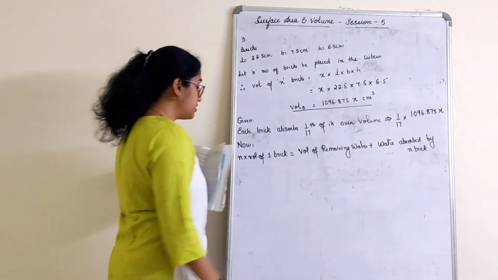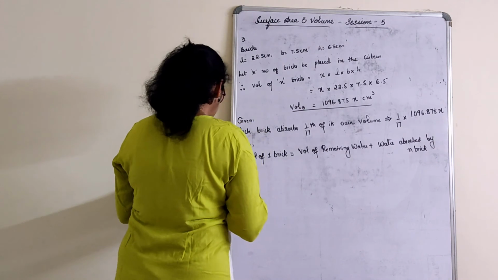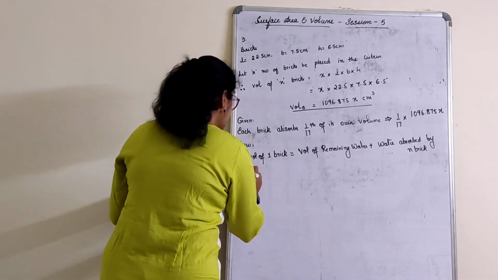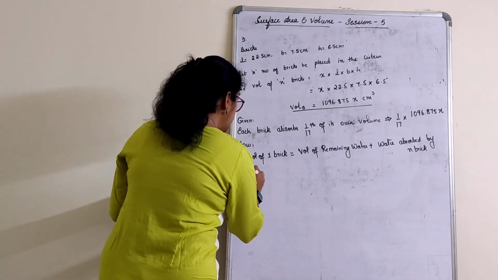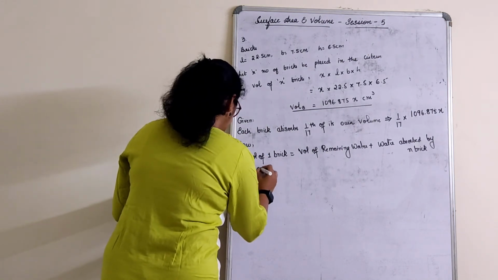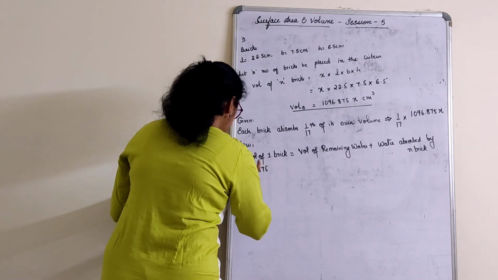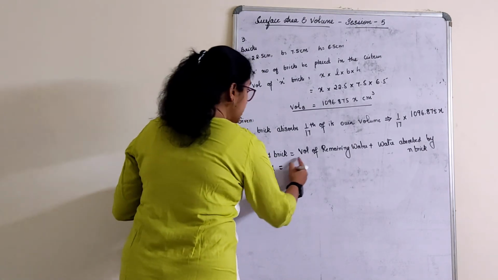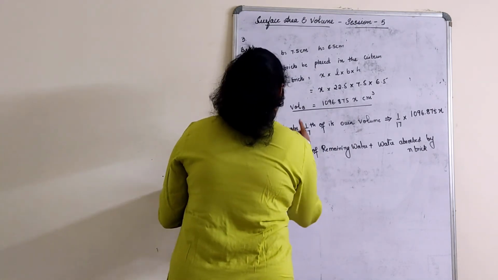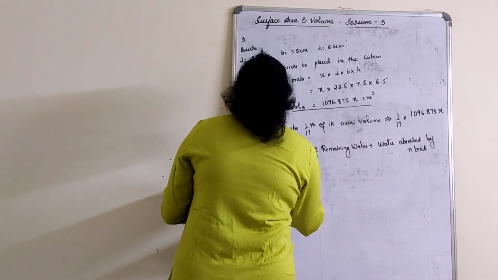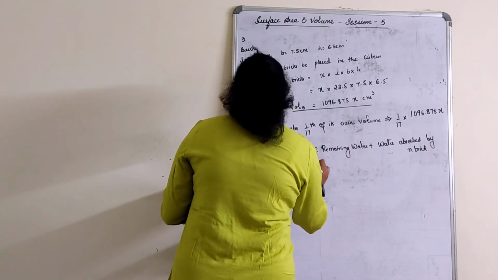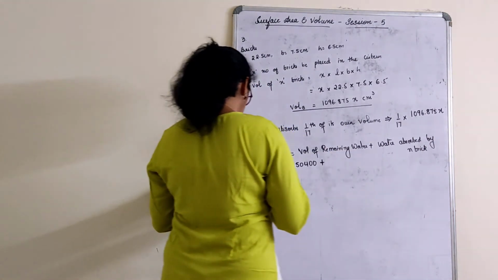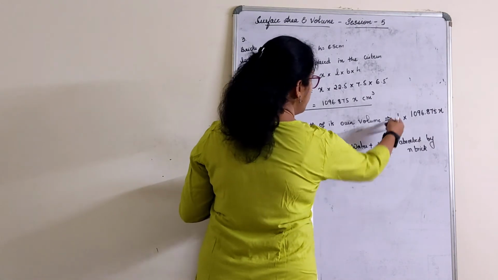But there are lots of calculations in that. So n into volume of one brick is what there? So this is 1096.875, sorry, x, which we have taken, no? So x is equal to the volume of the remaining water. How much? We subtracted in the beginning. 1850,400 plus water absorbed by n bricks. What was the water absorbed by those many bricks? Where is it? It's here.